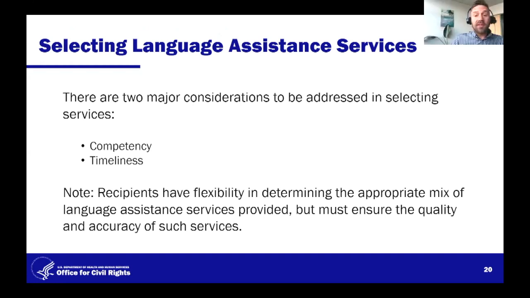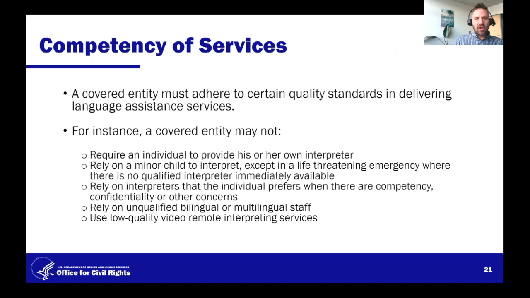So recipients have flexibility in determining the appropriate mix of language assistance services to be provided in various circumstances, but must ensure both the competency and timeliness of such services. So those are really the two benchmarks of whether or not a service is effective: the competency and the timeliness. So let's talk first about competency. We'll start with competency in establishing these standards. So let's look at the standards for competency.